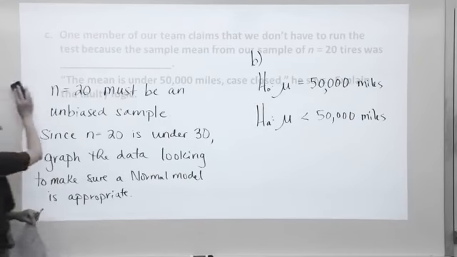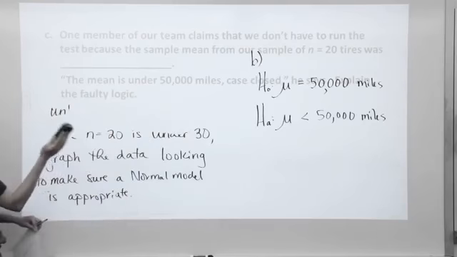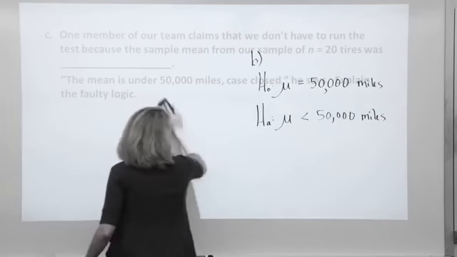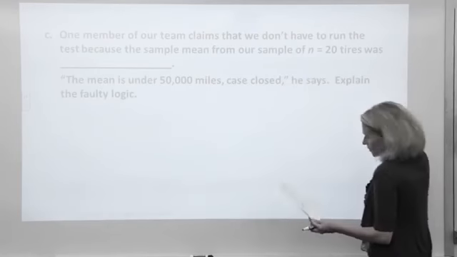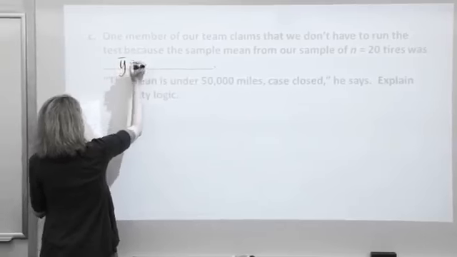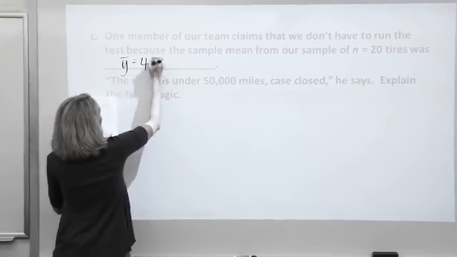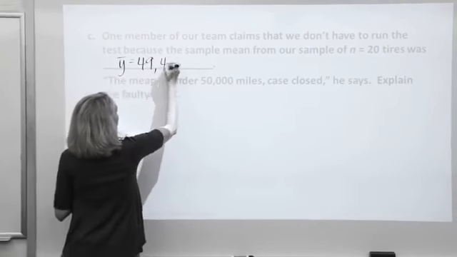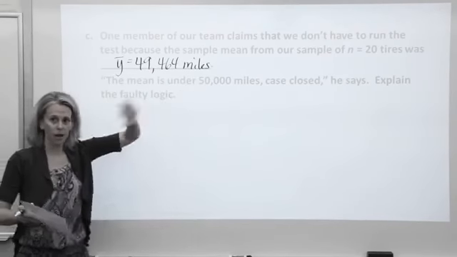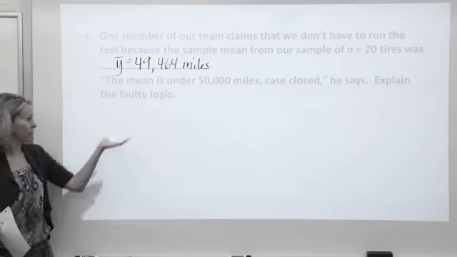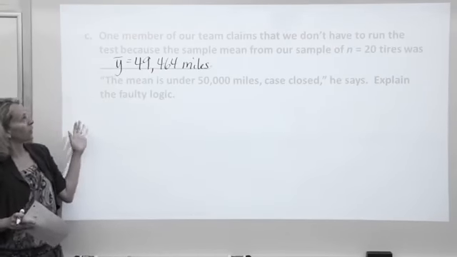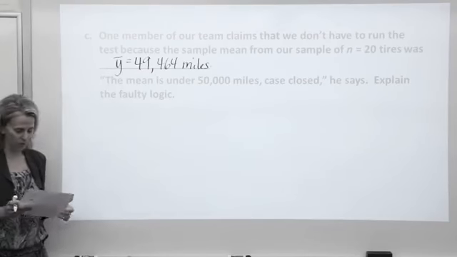So one member of our team claims we don't have to run the test because the sample mean for those 20 tires, you've got it in your notes here, is Y bar, the sample average for those 20 tires is, let's say, 49,464 miles. That's less than 50,000 miles, case closed, don't need to run the test. Of course it's less, right? So explain the faulty logic with this member of our team.